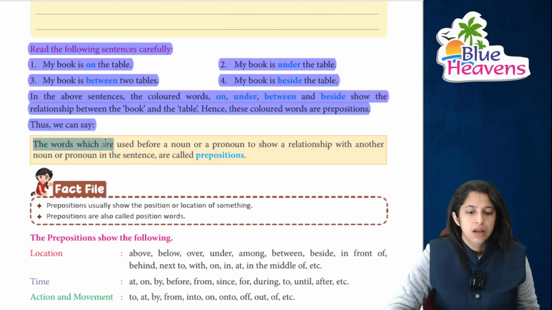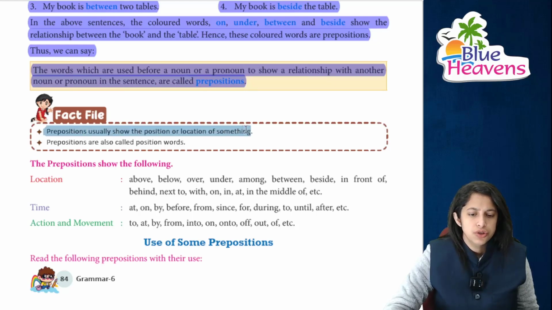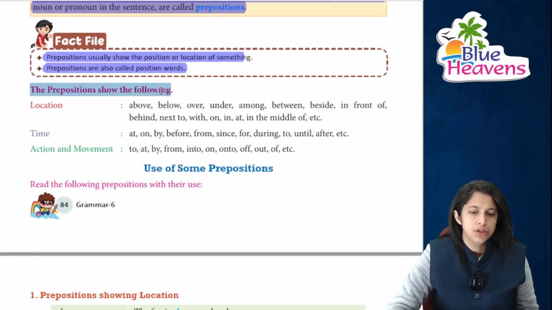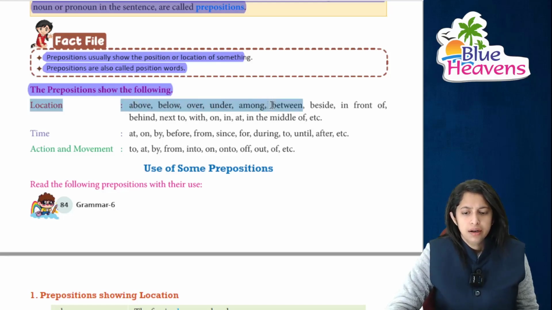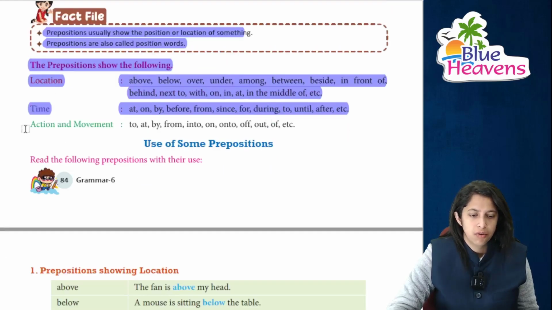So thus we can say the words which are used before a noun and a pronoun to show a relationship with another noun and pronoun in a sentence, उसी को हम क्या बोलते हैं? Preposition. So a preposition shows the position and of course the location of something, and prepositions को हम position words भी बोलते हैं. So the prepositions show the following. जैसे location में above, below, over, under, among, beside, in front of, behind, next to, with, in, on, in the middle of, etc. Time के लिए at, on, by, before, from, since, during, to, until, etc. Action और movement के लिए at, to, from, into, on, out of, etc.